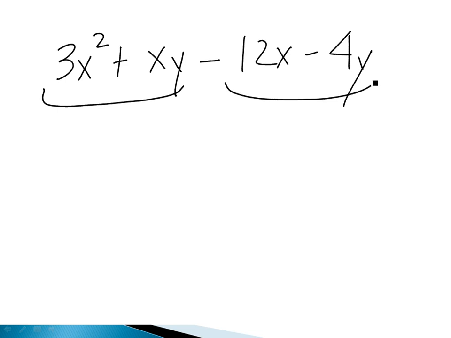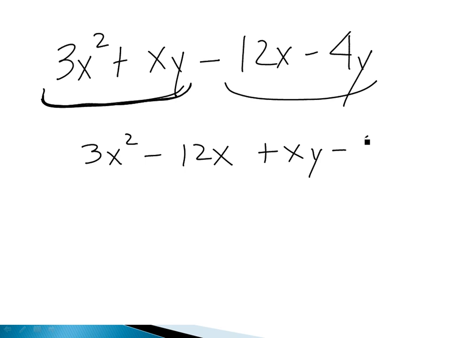Let me say again, sometimes you will have to rearrange terms. That means that if 3x squared plus xy does not have something in common, you may have to pair 3x squared with minus 12x. And you may have to pair plus xy with minus 4y. Let's just try it, rearranging this.